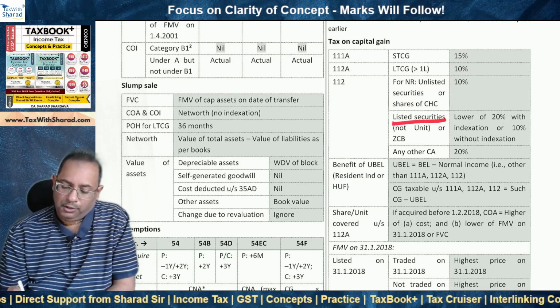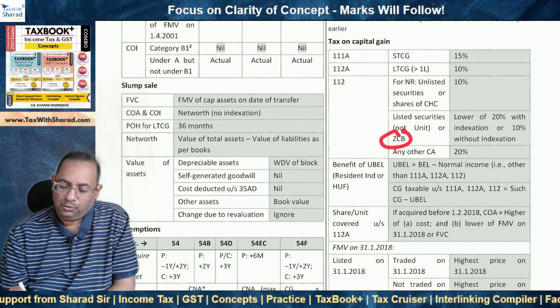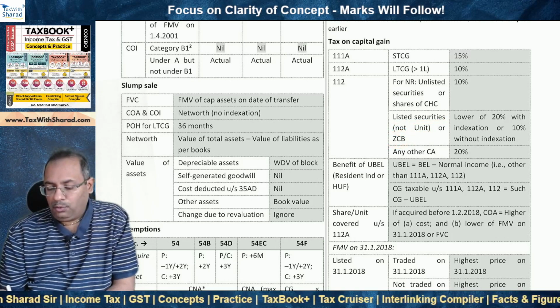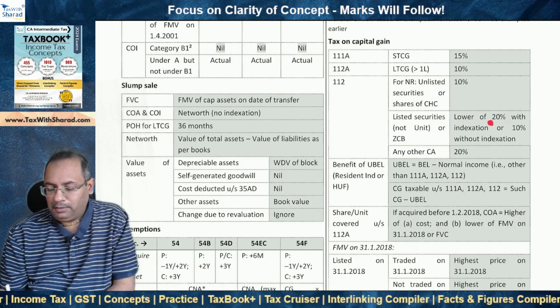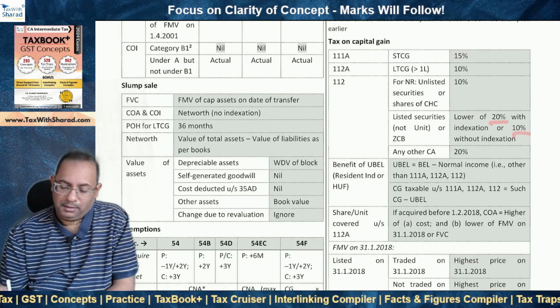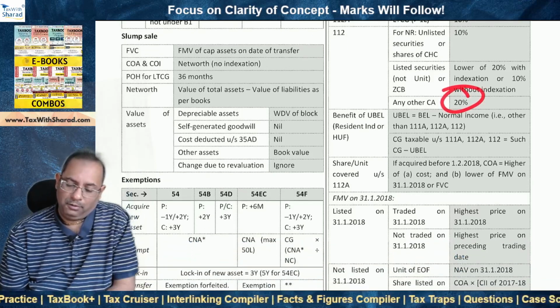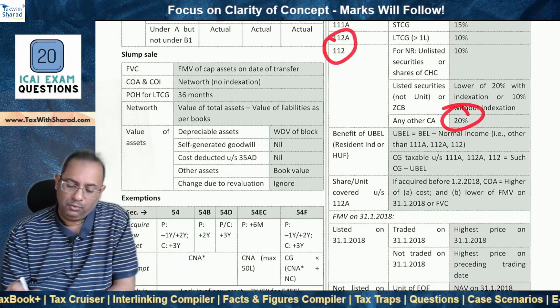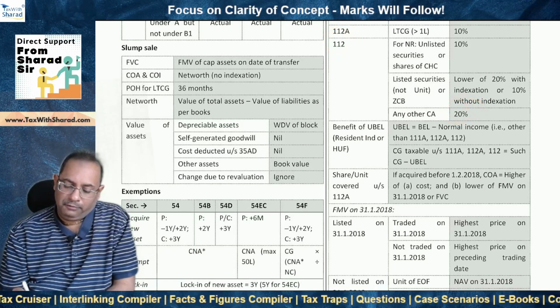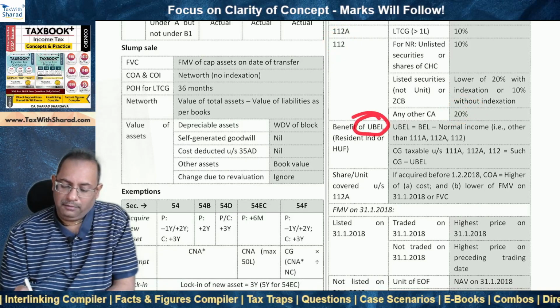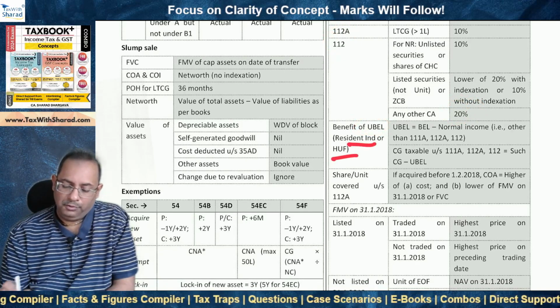In case of listed securities not being units, or in case of zero coupon bond, the rate is lower of either 20% with indexation or 10% without indexation. For any other capital asset, the general rate of 20% applies for long-term capital gain under section 112. Now there is this benefit of unexhausted basic exemption limit, which is available to a resident individual or HUF.